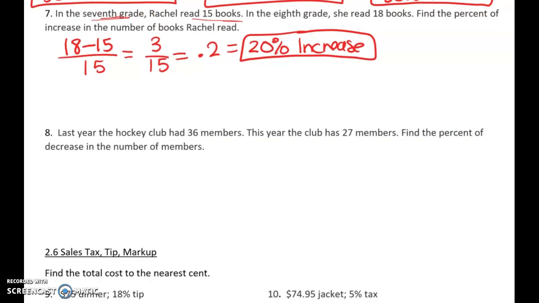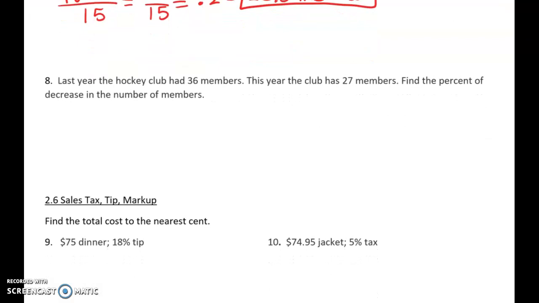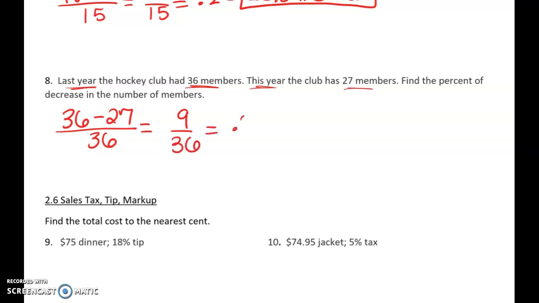Okay, so same thing here. Last year, the hockey club had 36 members. This year, they had 27. So I'm going to do 36 minus 27, and then last year is the original, so 36. That gives me 9 divided by 36, which is 0.25, which is 25%. It's going from 36 to 27, which is a decrease.